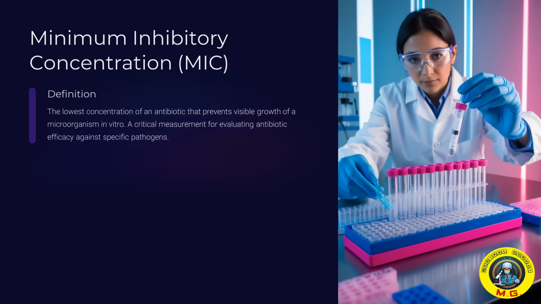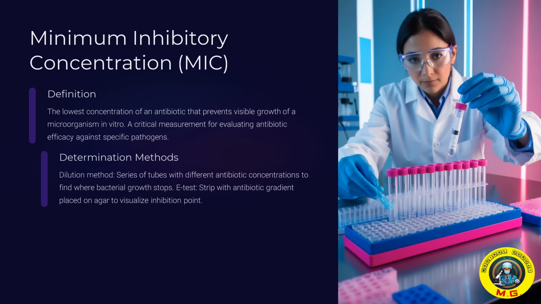So the next question that arises is how MIC is determined. MIC determination is mainly by two methods. First is the dilution method, in which a series of test tubes or wells containing a liquid growth medium is prepared, each with a different concentration of the antibiotic. Then a standardized number of bacterial cells is added to each tube or well. After incubation, the concentration at which no visible bacterial growth, cloudiness or turbidity is observed is recorded as the MIC.